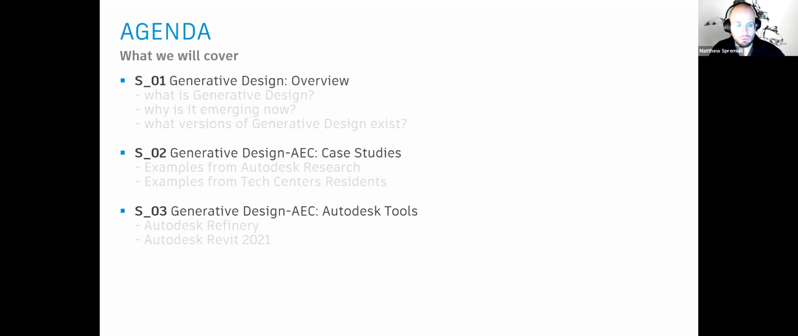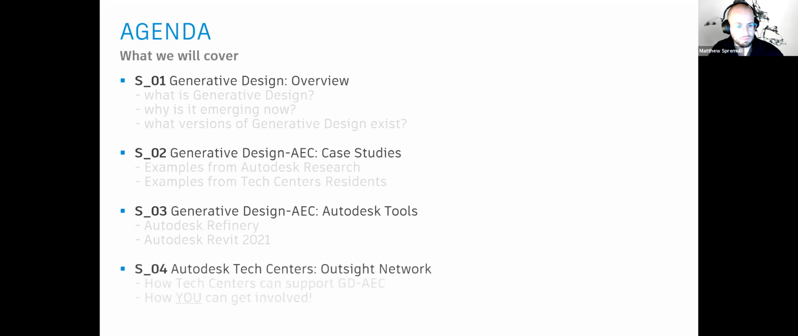We'll cover mostly Autodesk Refinery, which is the generative design or generative algorithm engine. But there's also some adoption into Revit 2021 that makes it very easy. And I'll talk about one case study where that is possible. And finally, I'll talk about how you can get involved with Autodesk. We'll talk about the technology centers and how you can experiment with generative design if you're interested.